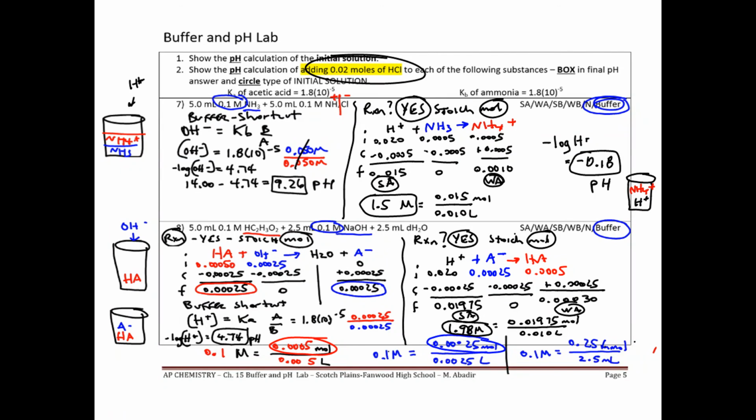I don't have room to write it, so I'm just going to write the answer as 1.70 is the final pH. And if you want to draw a quick picture of that, when you're all done, you're just going to have H pluses floating around and a tiny little bit of HA, which is the weak acid.